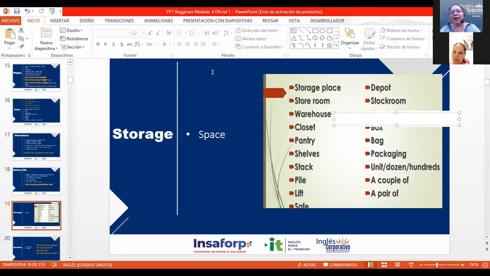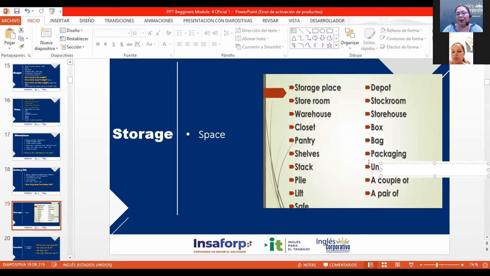Bien, y con storage también hablábamos de la forma de empaque, ¿verdad? O lo que lleva en ese empaque. Entonces, hablábamos de box, de bag, packaging, o sea, el cómo se empaqueta algo, ¿verdad? O el paquete donde viene. Hablábamos que puede venir dentro de una caja, una bolsa, o esto por unidad, por docena o por cientos, right? Unit, dozen and hundreds.